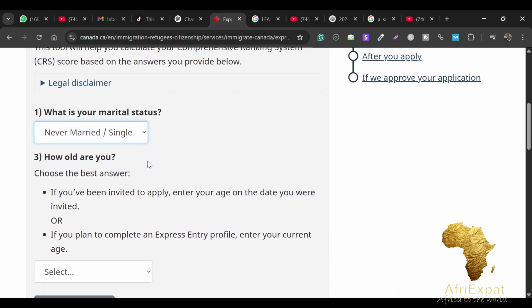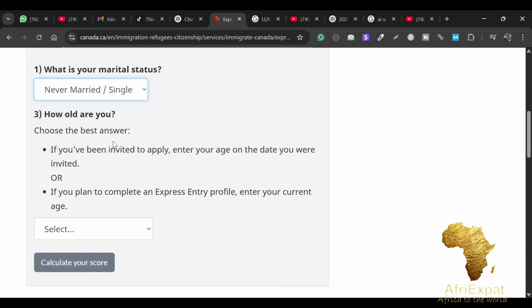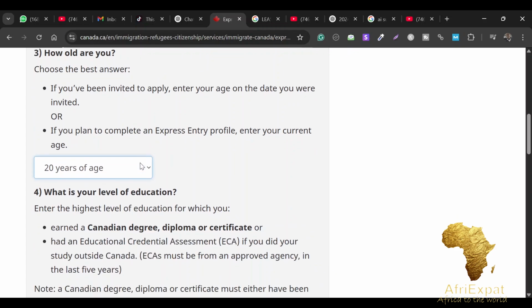Then it asks you all the questions. Next question is, how old are you? So you have to supply your age. Like I mentioned previously, the older you are, the fewer points you get on that age, but the younger you are, the higher the points you'll be given on that age. So let me just choose a particular age. Let me use 20 years of age, for example.